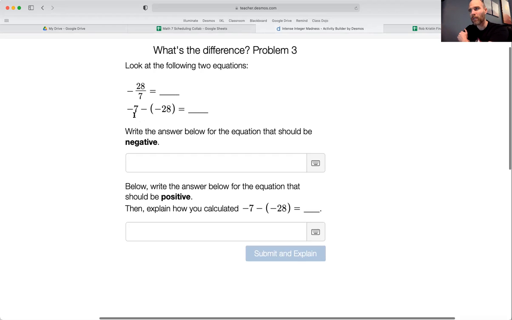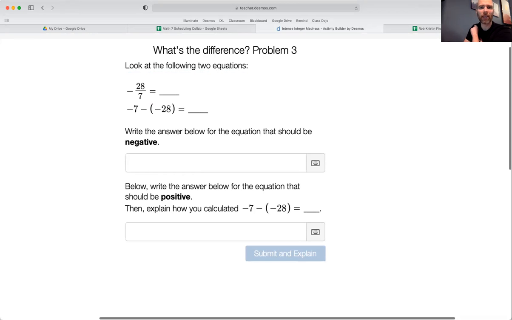And then this bottom one has a bunch of subtraction and negatives in it, right? This says -7 minus negative 28. And so according to the instructions here, it looks like one of these should turn out negative and one of these should turn out positive. Well, I'm pretty sure the top one's going to be the negative one, because what we're really doing here is 28 divided by 7.